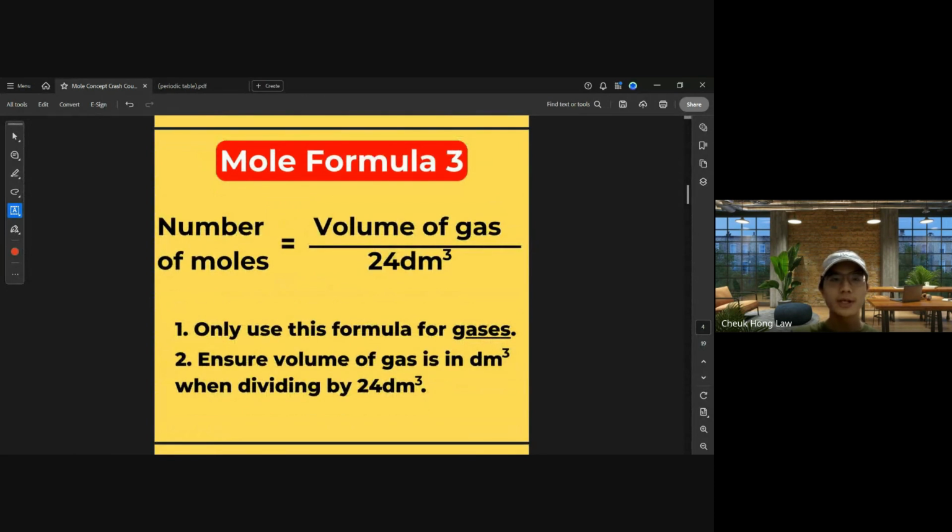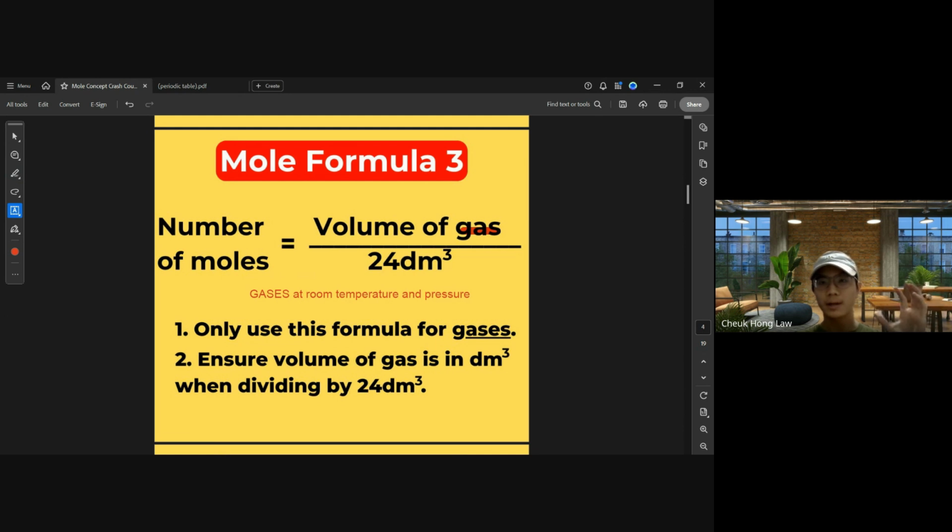Now for mole formula 3, we have number of moles equals volume of gas divided by 24 dm cube. Okay, you realize I wrote it very specifically, volume of gas. So what does that mean? That means this formula can only be used for gases at room temperature and pressure. That means all gases at room temperature and pressure will take up 24 dm cube of volume. Okay, that's what this formula is trying to say.